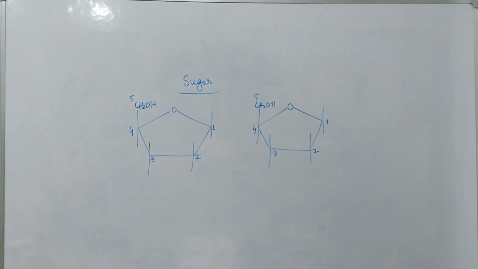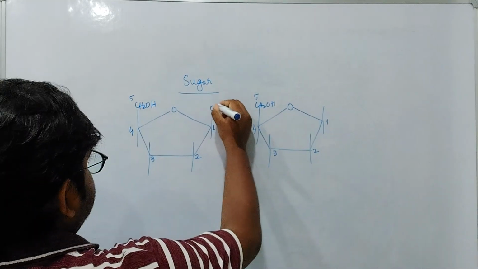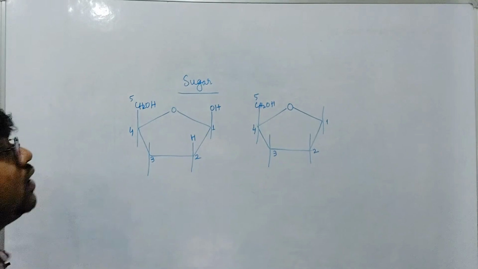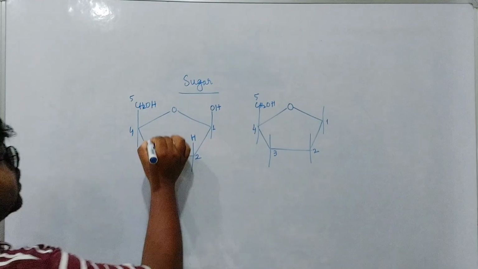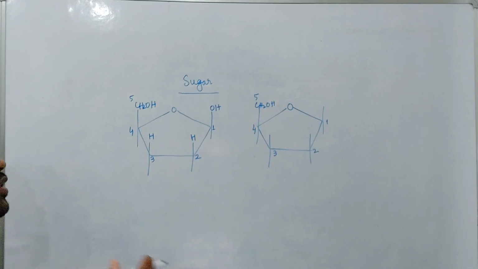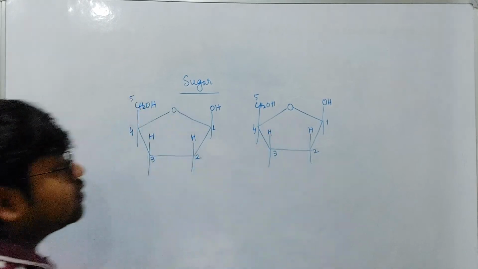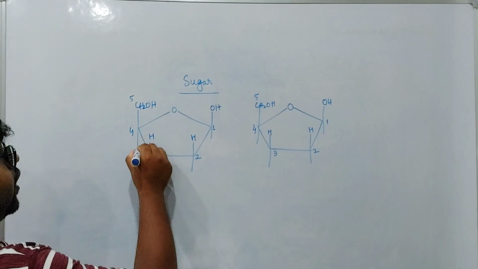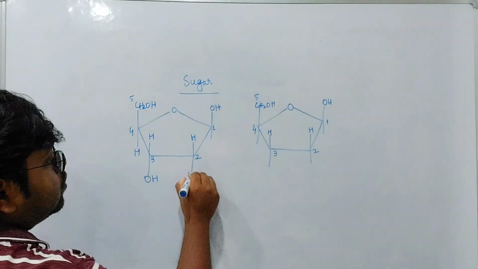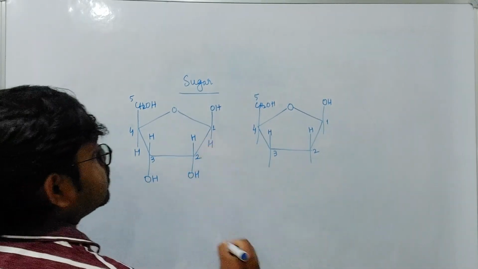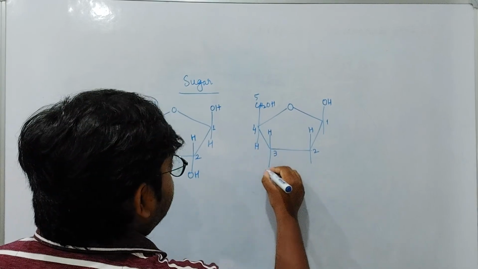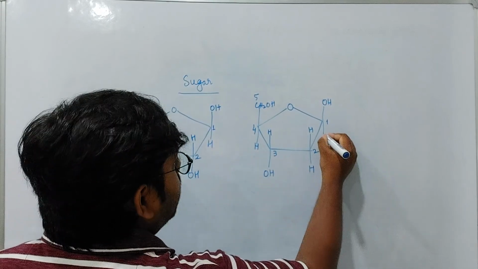Alright. Now what about ribose and what about deoxyribose? First of all, OH, H and also here H. So this is common in both the cases, OH, H and another H. Here H, OH, OH, H. Here H, OH, H and H.